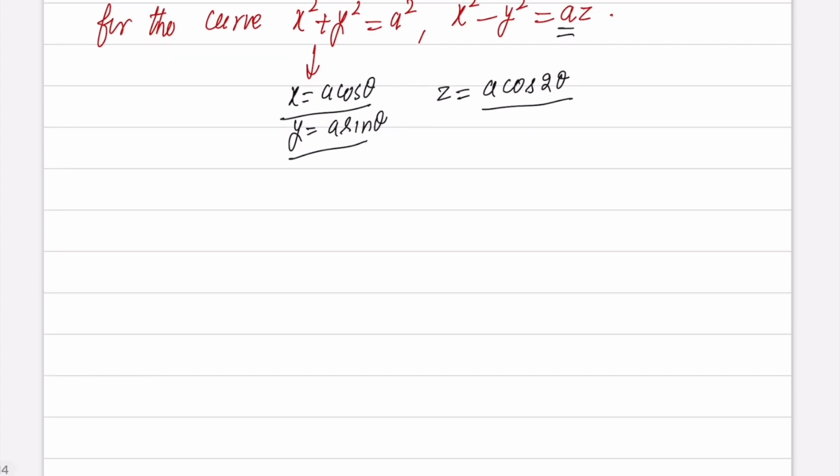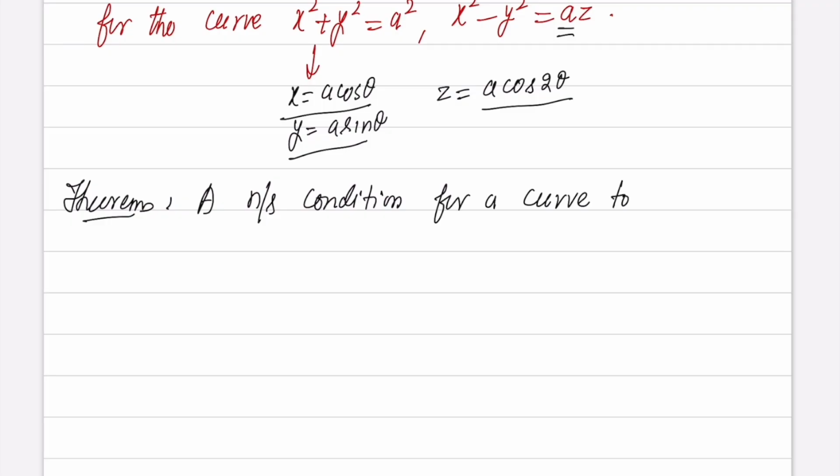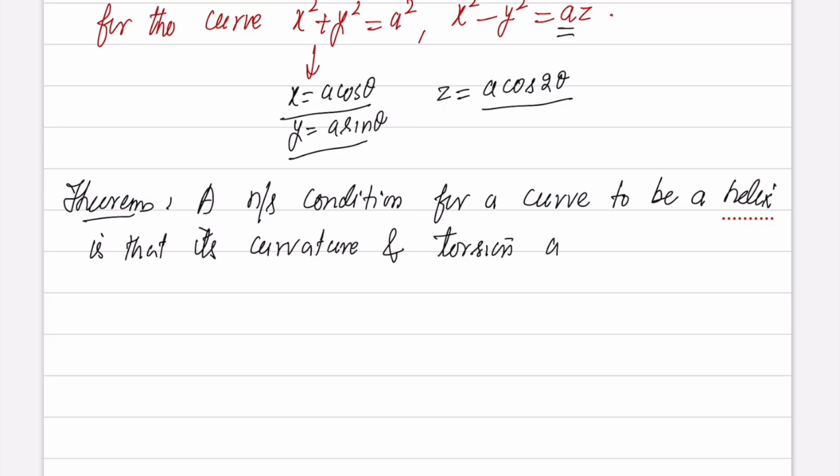Now let's take up some formulas that may directly be asked as a statement in examination. A necessary and sufficient condition for a curve to be a helix is that its curvature and torsion are in constant ratio.